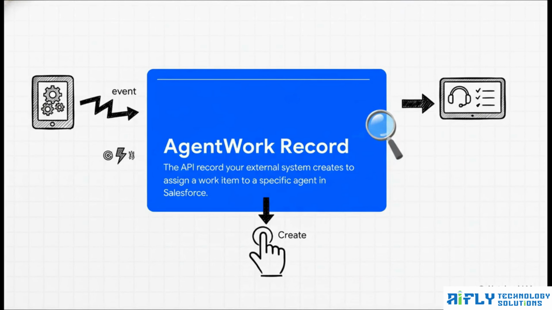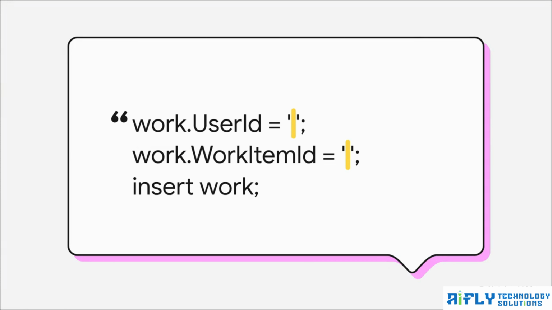So, your external app got the signal, it ran its complex decision-making process. Now what? What does it actually do? It performs one single critical action. It creates an agent work record back in Salesforce. That's it. That's the official instruction. Creating this one simple record is the magic command that assigns the work and makes it pop up on the agent screen.